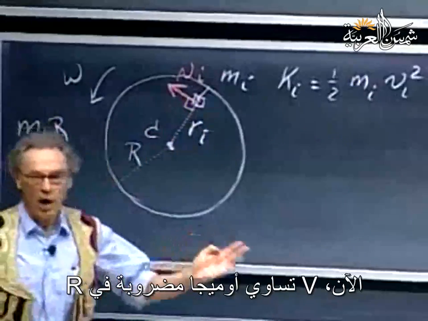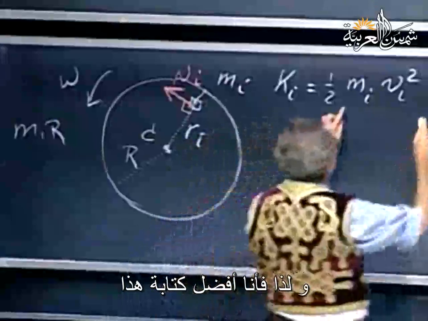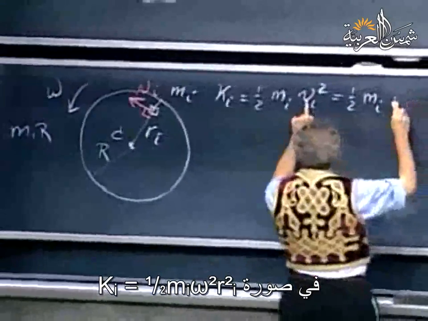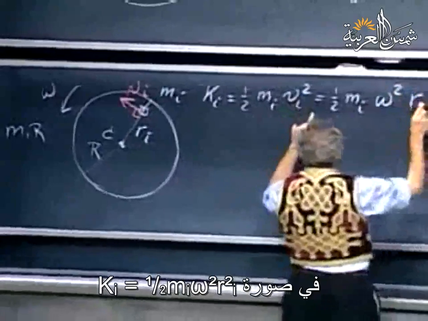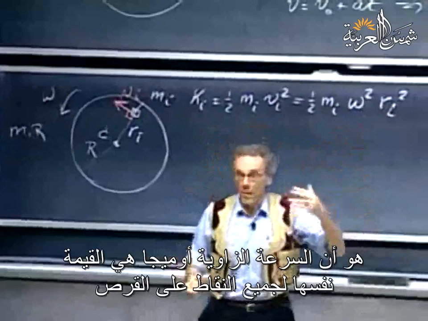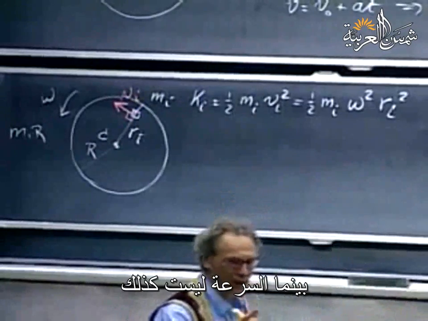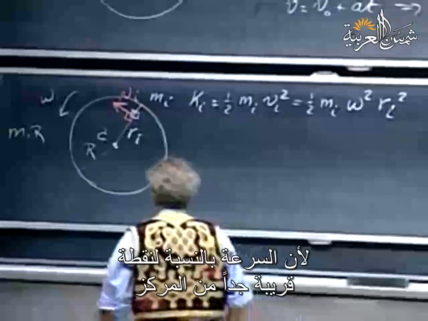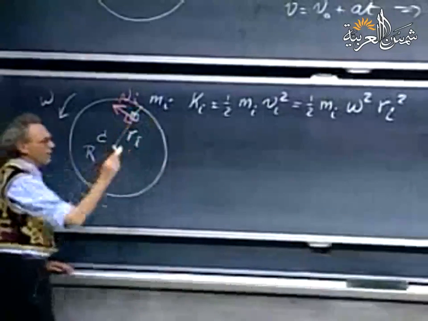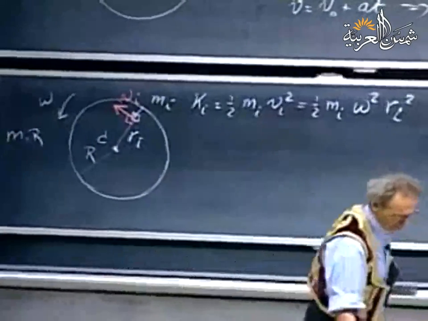Now v equals omega r. That always holds for these rotating objects. And so I prefer to write this as 1/2 m of i omega squared r of i squared. The nice thing about writing it this way is that omega, the angular velocity, is the same for all points of the disk, whereas the velocity is not. Because the velocity of a point very close to the center is very low. The velocity here is very high. And so by going to omega, we don't have that problem anymore.